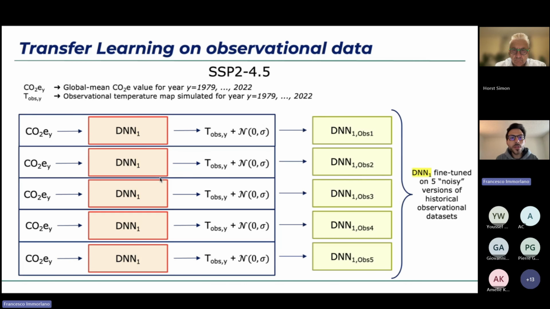So, in this way, we end up with the first DNN pre-trained on Model 1. It was pre-trained on Model 1, but it was fine-tuned 5 times independently on 5 slightly different perturbed versions of the observational dataset. Of course, we used these fine-tuned DNNs to project the temperatures in the future.